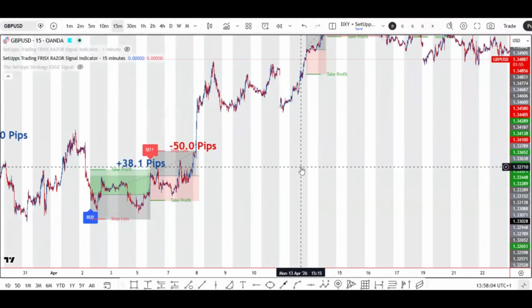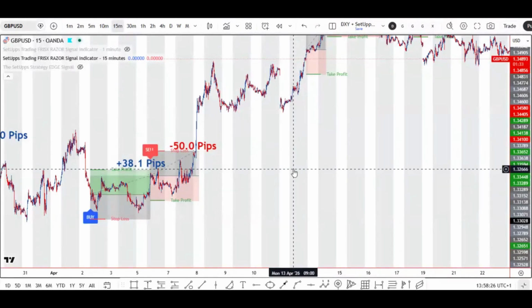So far for the month of April, we've had 88.1 pips in profit, obviously minus fees and swaps if you're trading those, but give or take, based on a 1 lot trade, we've made about $81 for the month of April. So 88 pips up, not bad. It's still profit. It's not a loss.